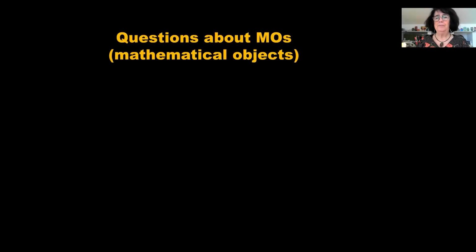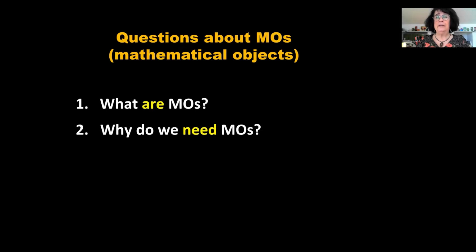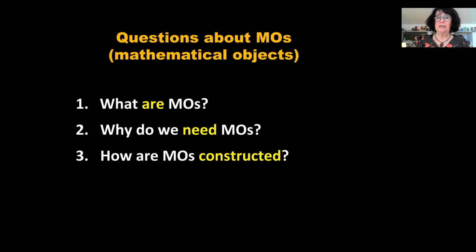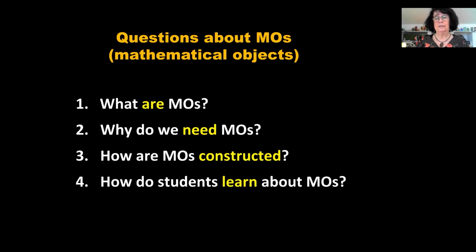More specifically, I will address 4 issues. What are mathematical objects? Why do we need mathematical objects? How are mathematical objects constructed? How do students learn about mathematical objects? I will do it in 2 parts, with the present module devoted to questions 1 and 2, while questions 3 and 4 will be dealt with in the next module, module 5.